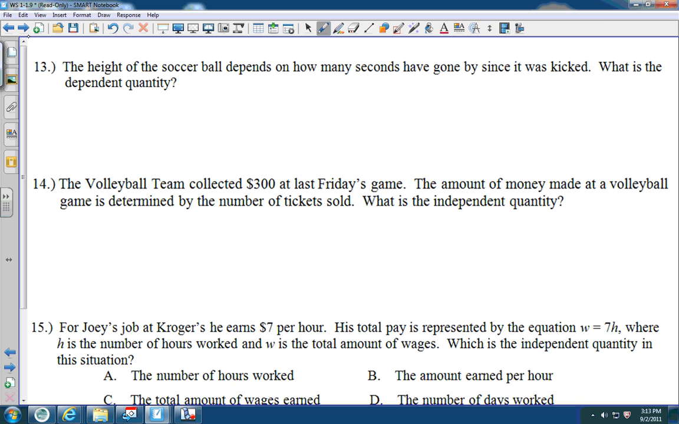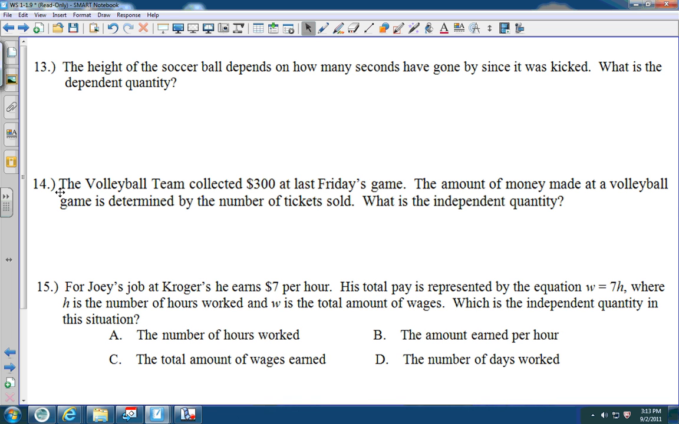Next, pause the video, see if you can answer 13 and 14. I'll even try and move up 15 here, and then you can do that too. There we go.